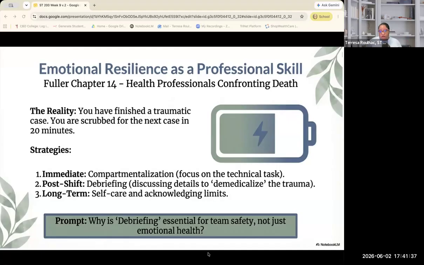Debriefing is so important for team safety because it prevents repeated errors. It helps clarify communication breakdowns, identify system gaps, and improve future responses. It also reduces emotional spillover in the next case. Debriefing improves performance. It strengthens trust. It enhances safety.